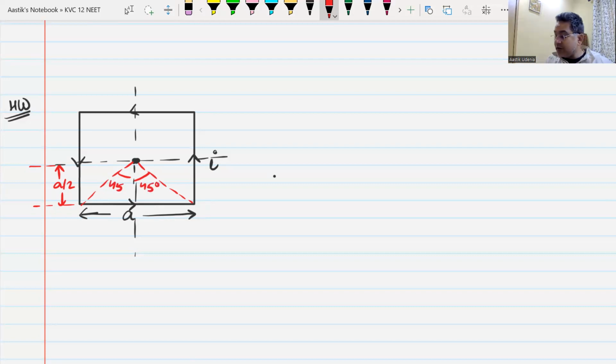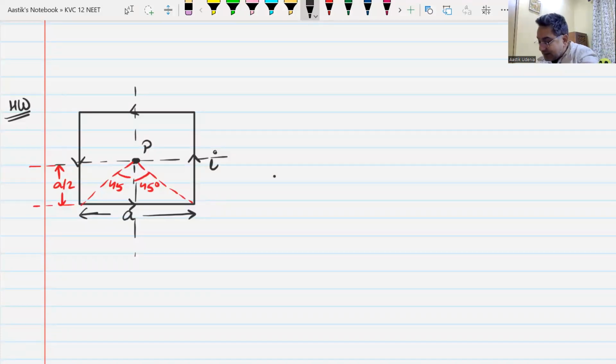Now, you have all the information. You can tell me what is the magnetic field at the point P. I will give you 2 minutes to go through it. If you don't remember the formula, please go back and check the formula of a straight wire. It was mu naught I by 4 pi r into sine theta 1 plus sine theta 2. I'll give you 2 minutes to try this question and give me the answer.